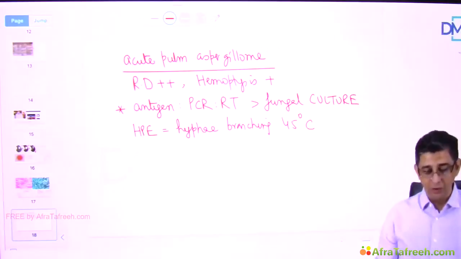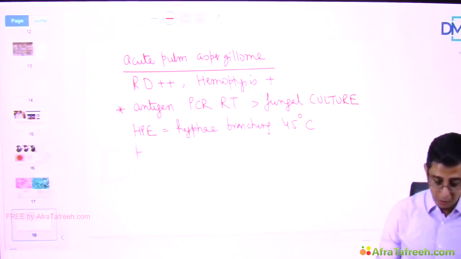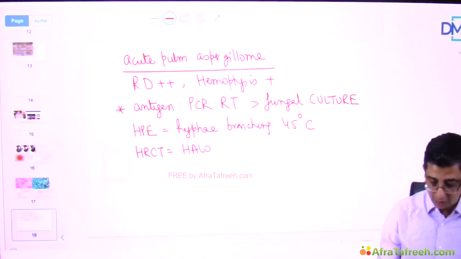Lung biopsy is usually done post-mortem if the diagnosis has not been made, and in case you do an HRCT in the patient, it will show a very classical halo sign and an air crescent sign.